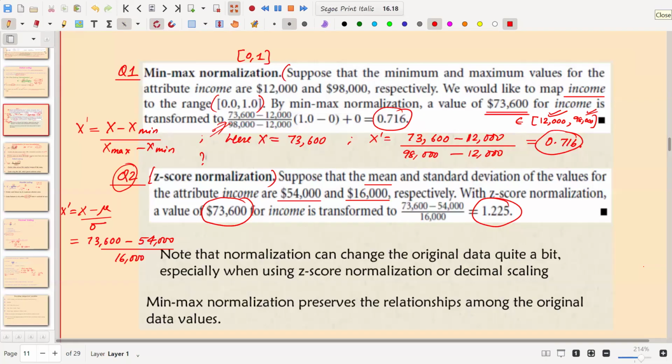Yes, exactly. So therefore we told it like mu plus or minus 3 sigma. Mu plus or minus 3 sigma, right? So from that you can at least understand why its value can be 1.225, right? Go back to your Z-score normalization class.